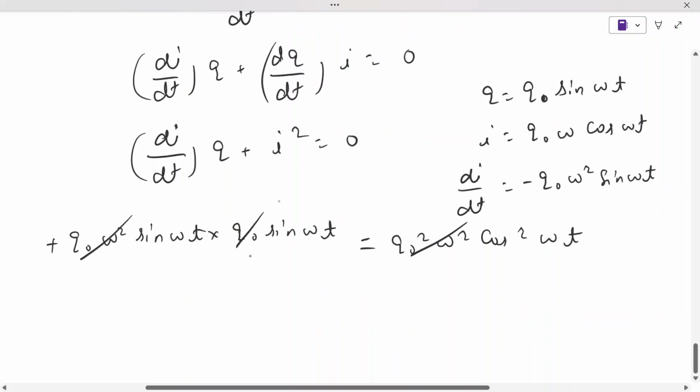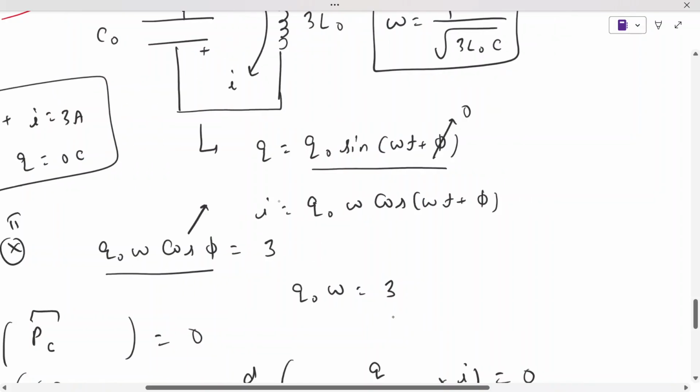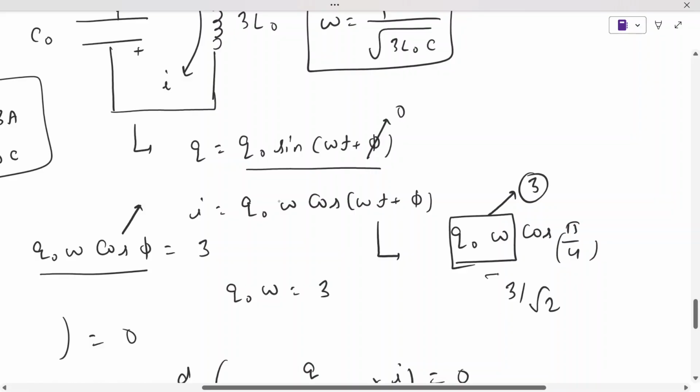So this thing and this thing will cancel. I have tan square omega t equal to 1. When tan omega t is 1, what does it mean? Omega t should be equal to pi by 4, no? Got it? So the current will be simply Q naught omega into cos pi by 4. And Q naught omega is the maximum current, right? So that is 3, isn't it? So I at that instant will be 3 by root 2.